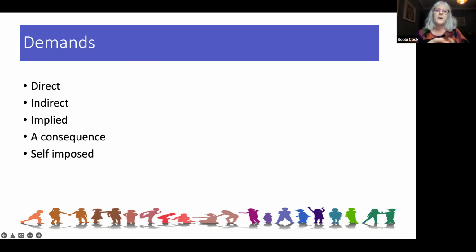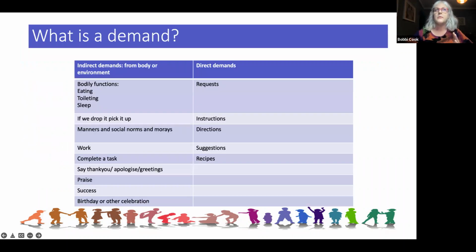When we think about the demands that these kids have to cope with, there's direct, indirect, implied, consequence, and self-imposed demands. They are all huge demands on them, and they become really, really overwhelmed by them. So let's have a little more of a look at that. We have indirect demands from our body or our environment. So body functions, we talked about that before.